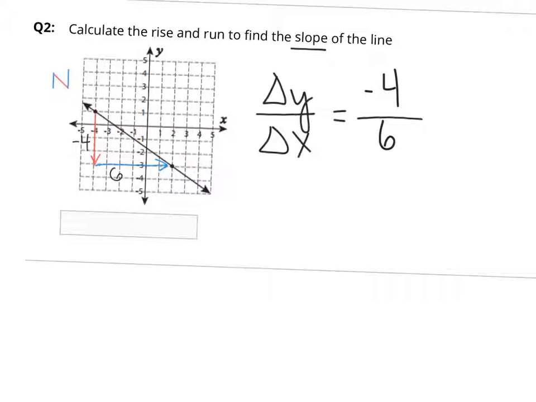Anytime if we have a fraction, we're going to try to reduce that if possible. These are both even, so we could reduce by 2, and that would be negative 2/3 would be our slope. I believe how this question was set up, if you did not reduce that, it still would have accepted that as the correct answer. But again, always just try to reduce your fractions if you can.